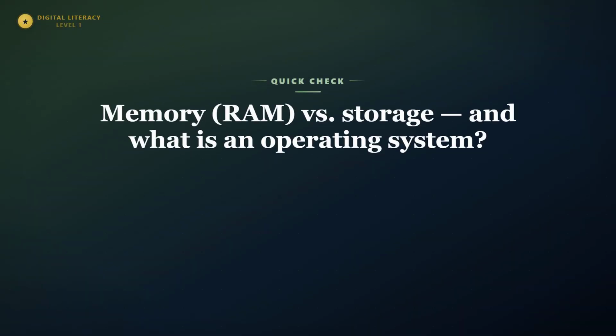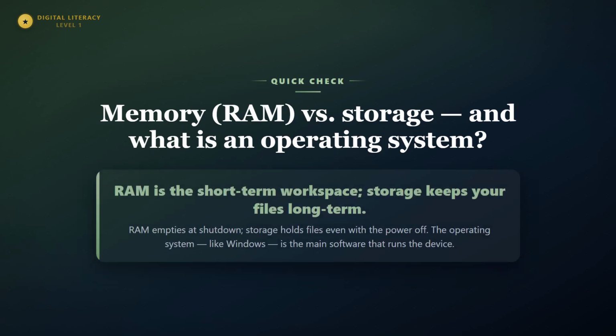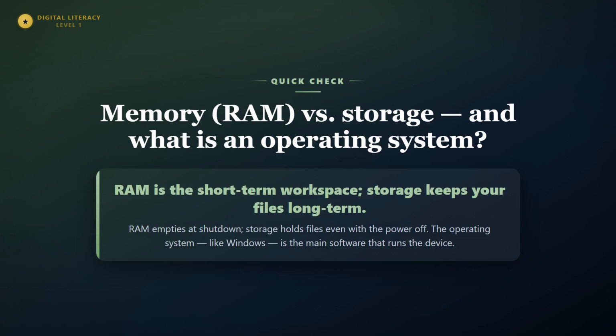Next, what's the difference between memory, also called RAM, and storage? And what is an operating system? Memory, or RAM, is the short-term workspace the computer uses while it's running. It empties when you shut down. Storage, your hard drive, keeps your files for the long term even with the power off. And the operating system, like Windows, is the main software that runs the device and lets all your other programs work.